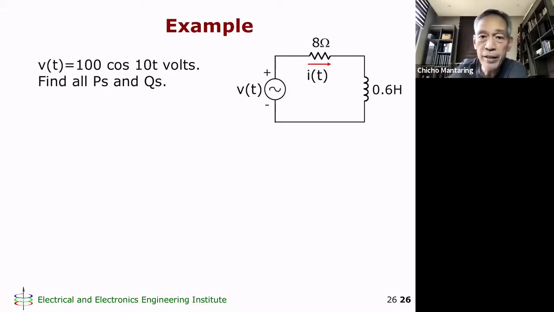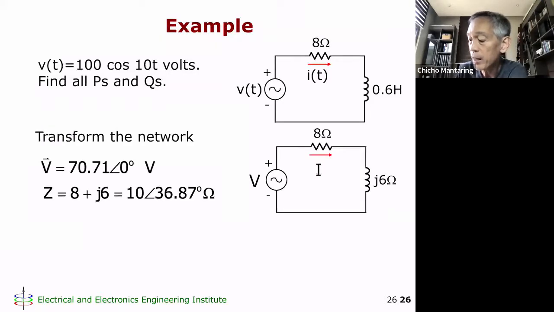the power delivered by the source, the power absorbed by the resistance, the power absorbed by the inductance, the reactive power delivered by the source, the reactive power delivered to the resistance, and the reactive power delivered to the inductance. That's all P's and all Q's. So I start by transforming my network.